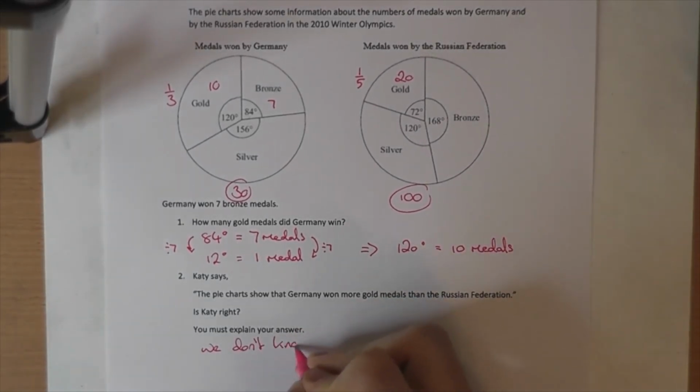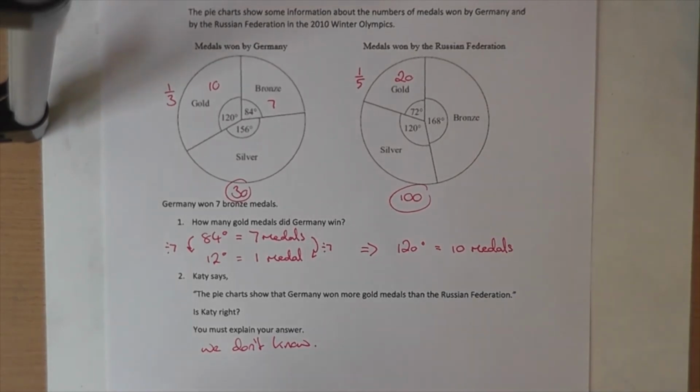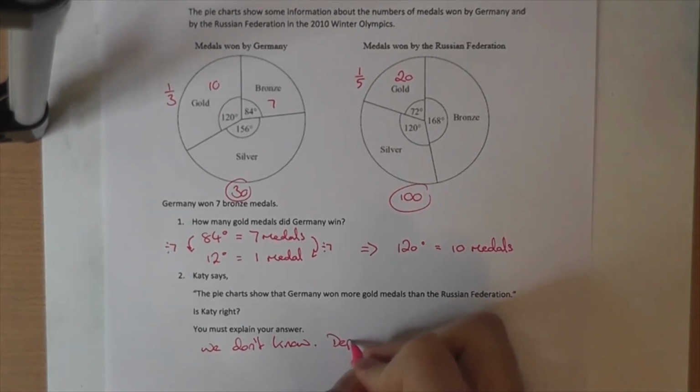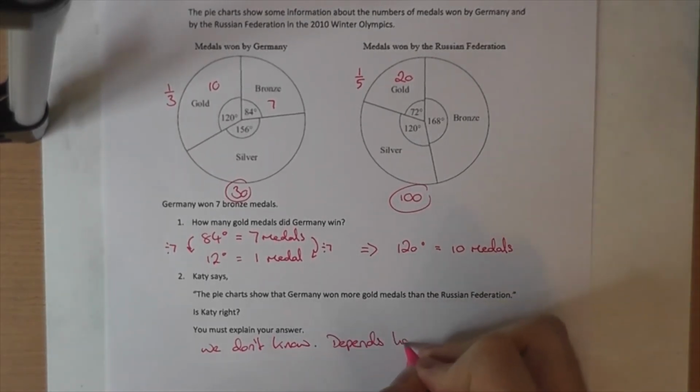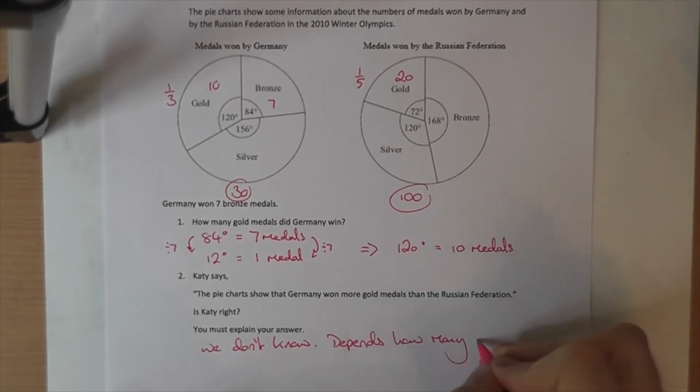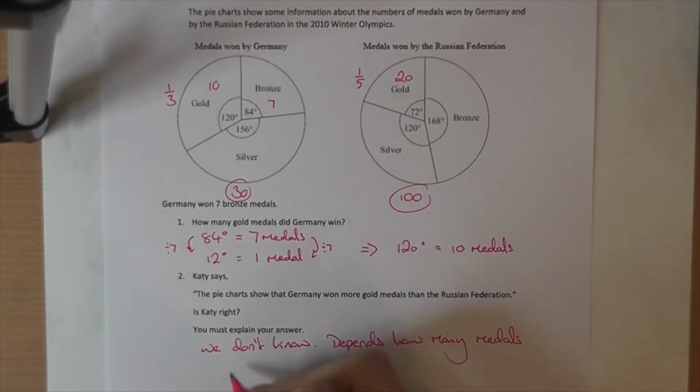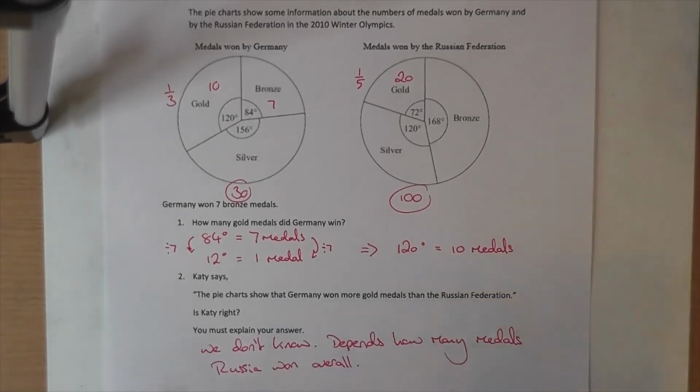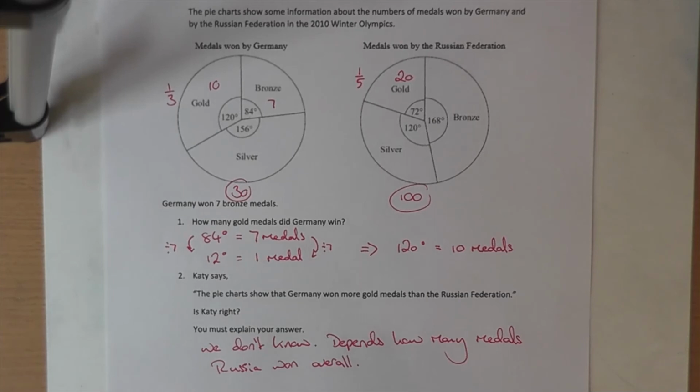And it is okay to say that sometimes. We don't know. Because it depends how many medals Russia won overall. And unless we know that, we cannot work out the number of gold medals they won, and we cannot compare the two pieces of information.